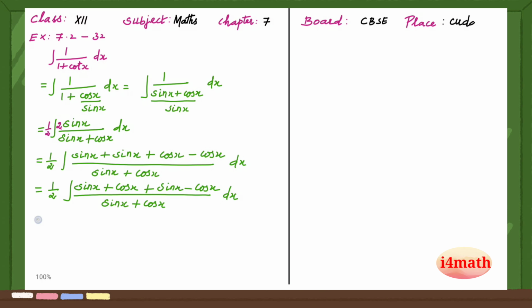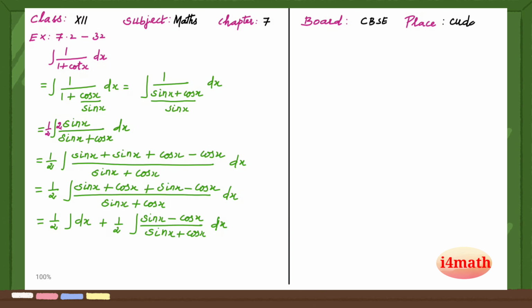1 by 2. Now split into two integrals. 1 by 2 integral sin x plus cos x by sin x plus cos x, that is 1 into dx, and then plus 1 by 2 into integral sin x minus cos x, whole divided by sin x plus cos x into dx.